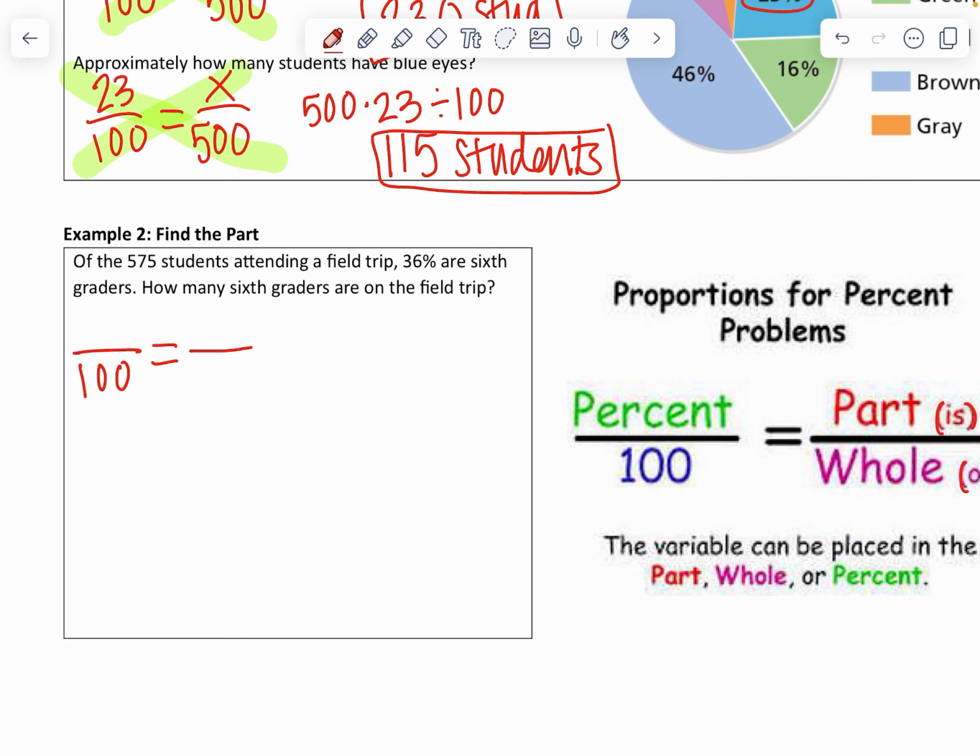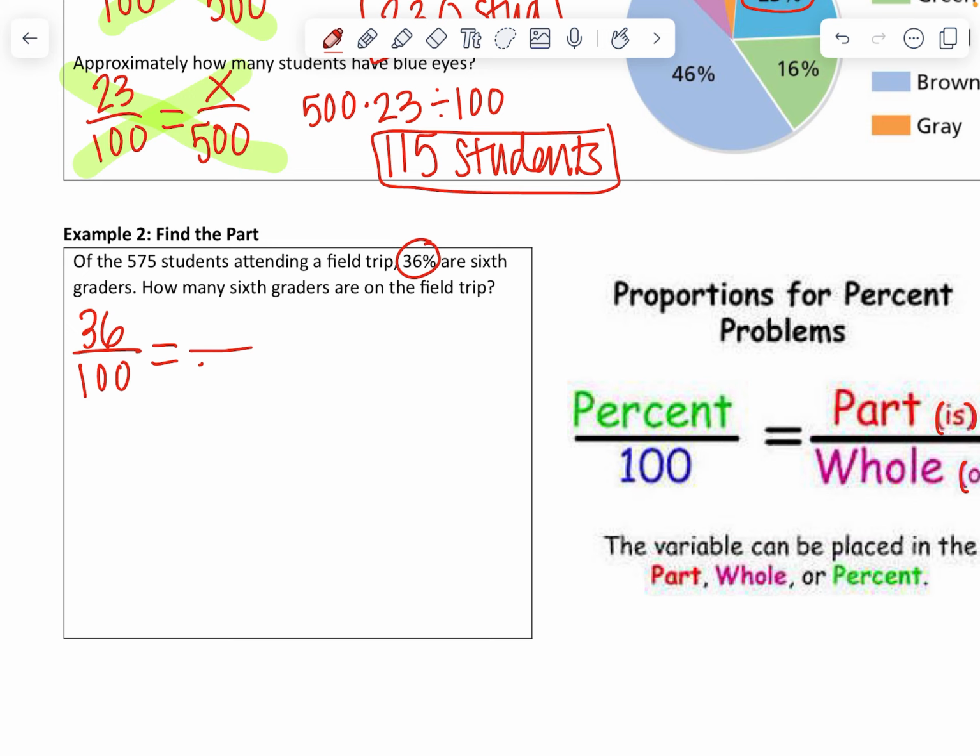So first question, does it give me a percent? Yes, it does. So that 36 is going to go above the 100. And then it says, of the 575 students attending the field trip, how many 6th graders are on the field trip? So there's 575 students altogether, so that's our whole, and we're trying to figure out just how many 6th graders there are. So we'd set a proportion like that, do our butterfly method, and solve it.